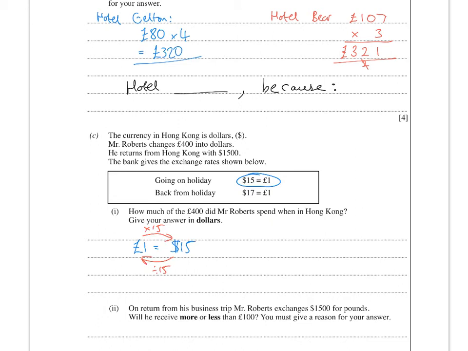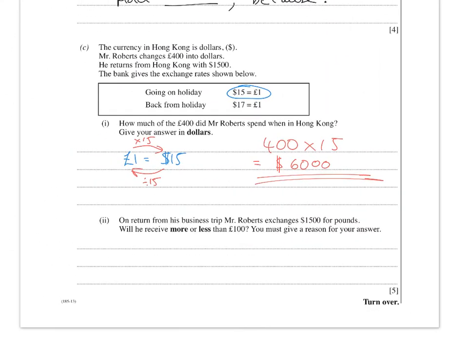Now we are going very much in the pattern, that's £400, so we times it by 15. So 400 times 15, and I'm going to use the same trick I used above, where I did 8 times 4. I'm going to do 4 times 15, so double it, 30, double it again, is 60, and then I've got 2 zeros there. So he gets $6,000, okay? But these are Hong Kong dollars, not American dollars, so things will be a bit more expensive over there. It says, on return from the business trip, he exchanges £1,500. Will he receive more or less than £100?